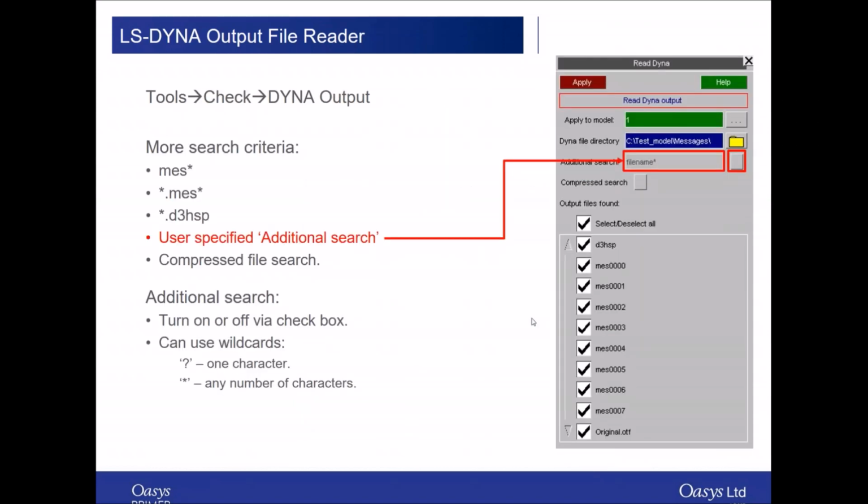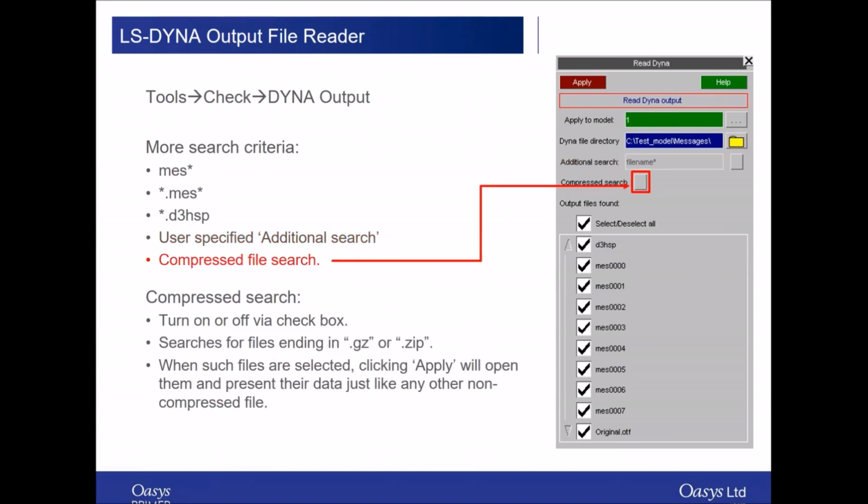A couple of things we've added into version 16. We've added an additional search. People told us that quite often they will automatically rename the standard output files that come out of LS-DYNA, like D3HSP and message files, to another name. So we now search for more combinations of those strings, but we also have added in an additional search where you can search for any file name that you want, and then you can read information from that file.